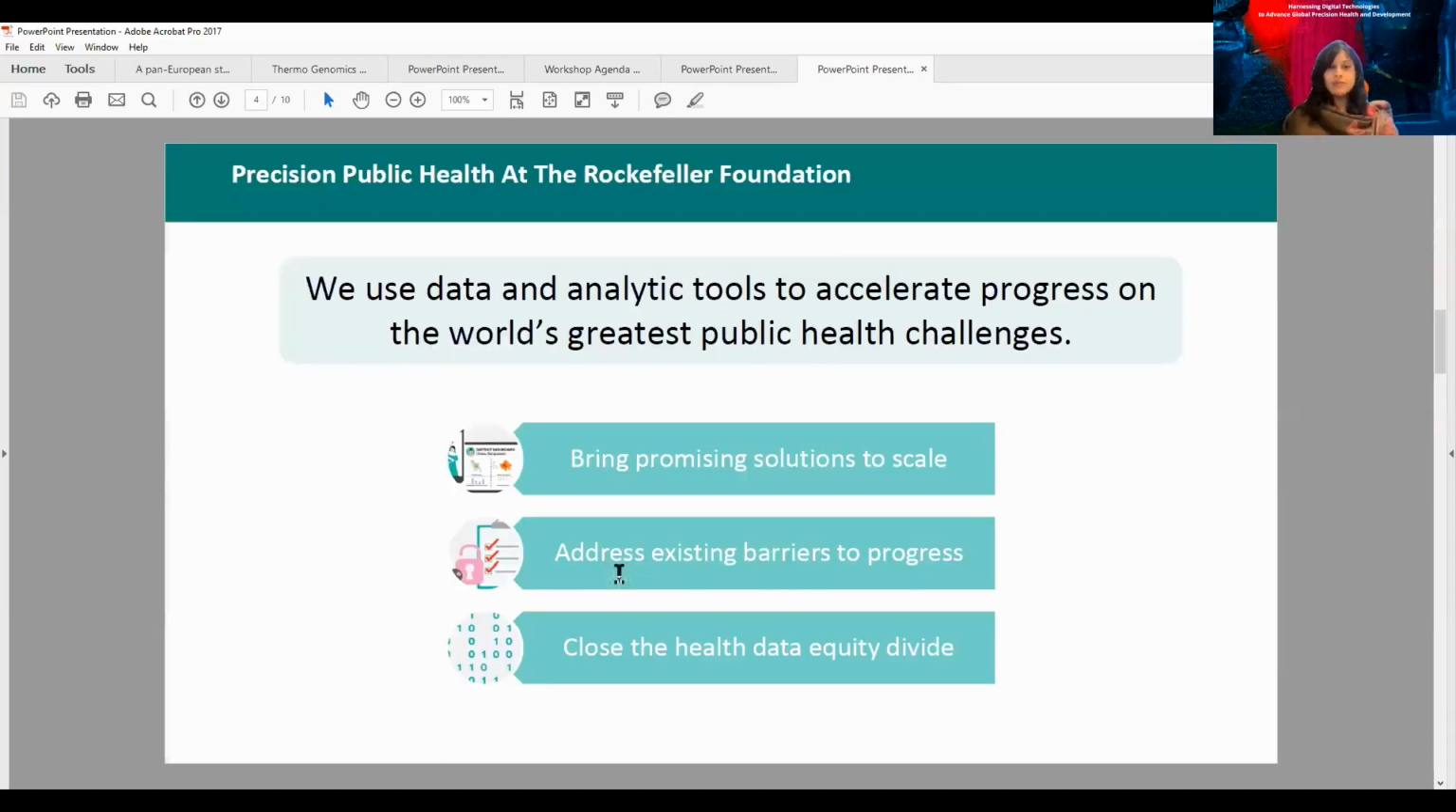So what do we mean by precision public health at the foundation? We've again very much started with the three factors of data that we feel drive precision. The first is availability. Do we have enough of the right data? Is it timely? And is it granular enough to make inferences that drive health outcomes or inform health delivery?